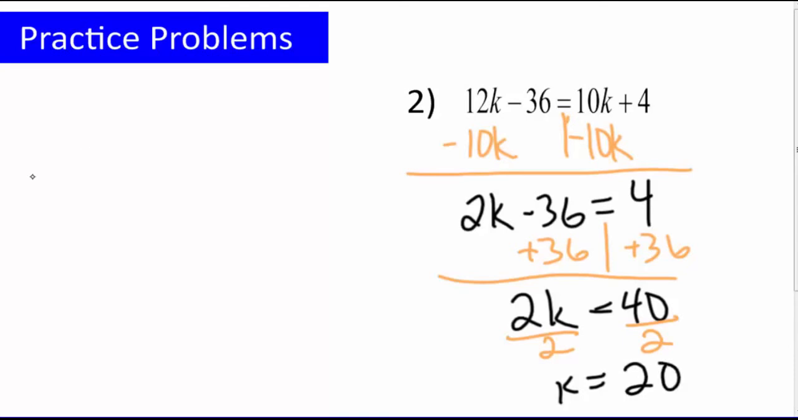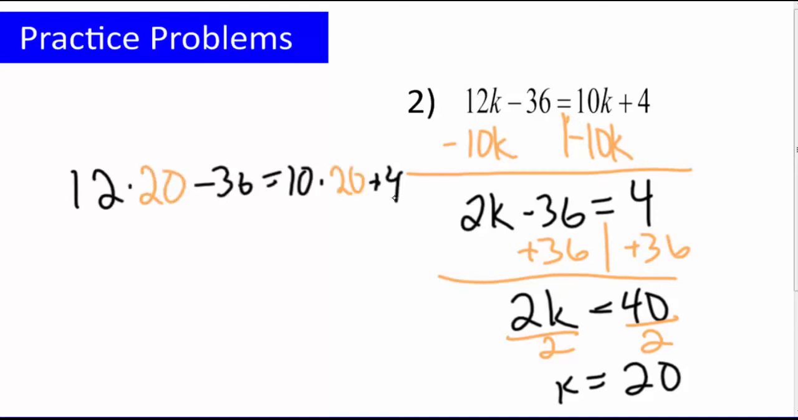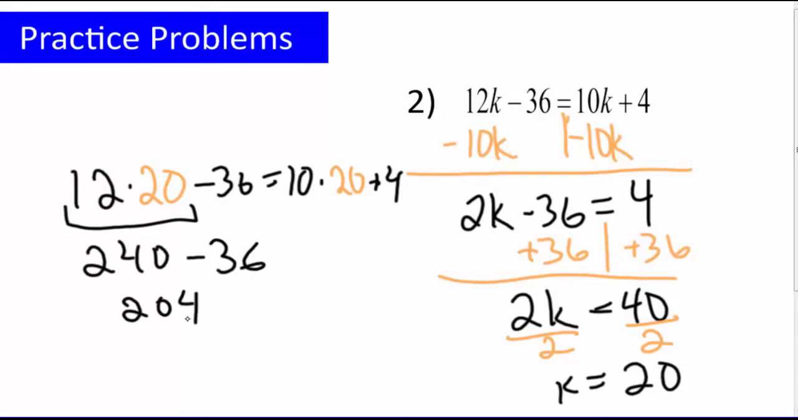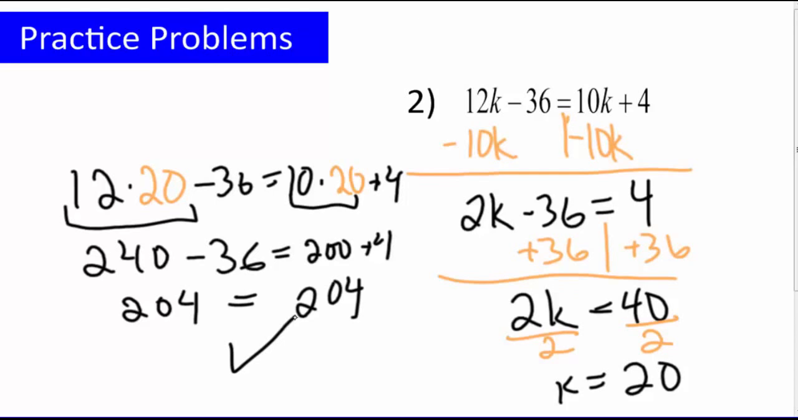I want to check this, so I'm going to take my original equation and substitute 20 for k. All right, 12 times 20, that is 240 minus 36 is 204. And then 10 times 20, that's 200 plus 4, that's 204. So these are equal to each other, so it checks out. And that's how we solve equations with variables on both sides.